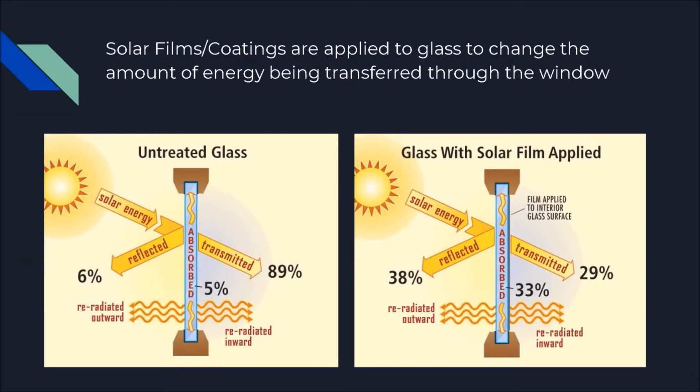As taught in heat transfer, we can use an energy balance. There are three things that can happen when solar energy from the sun strikes a window. The energy will either pass through the glass, be reflected by the glass, or be absorbed within the glass.